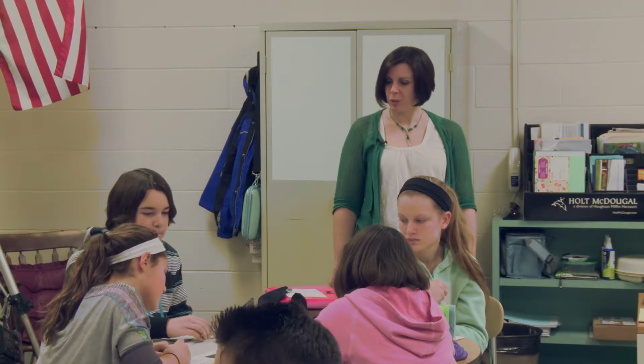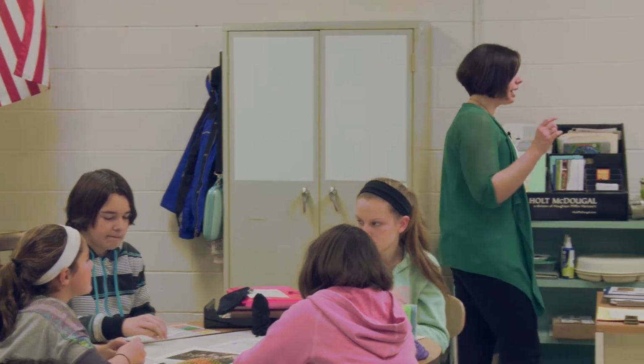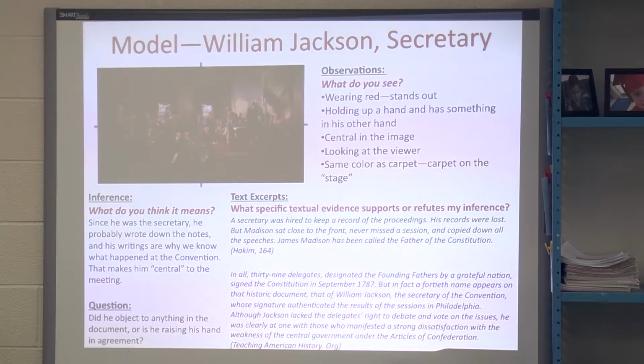And where is he in relation to the secretary? Right below him. Okay. But also pretty central, right? Yeah, so he was maybe also important, but they were just thinking that the secretary was more important. We'll have to go back to that, okay? And I have a second piece of text that will go back to that point that he's making right now. Look at the question. I said that good thinkers, good observers will ask questions along the way. My question I came up with is, did he object to anything in the document, and that's why he has his hand raised? Or is he raising his hand in agreement?